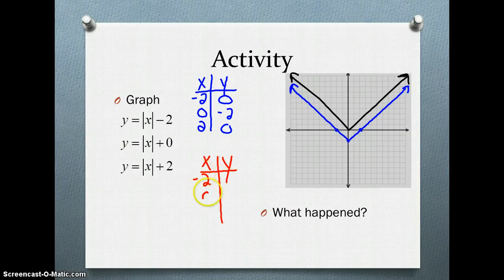Let's just use the same, negative 2, 0, 2. Negative 2, absolute value of that is 2, plus 2 is 4. Absolute value of 0 is 0, plus 2 is 2. Absolute value of 2 is 2, plus 2 is 4. So again, I have my 3 points. And again, that did shift us up 2.